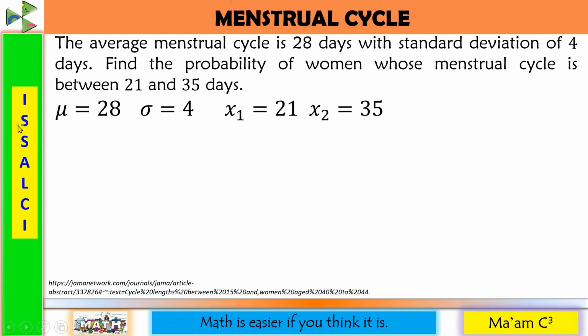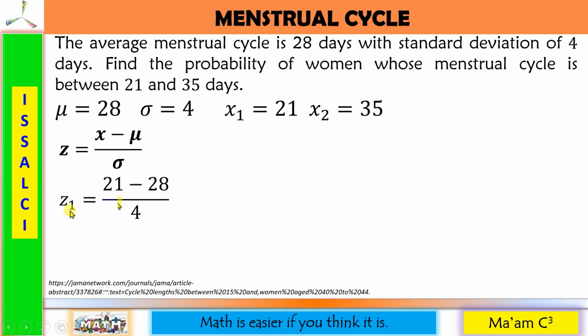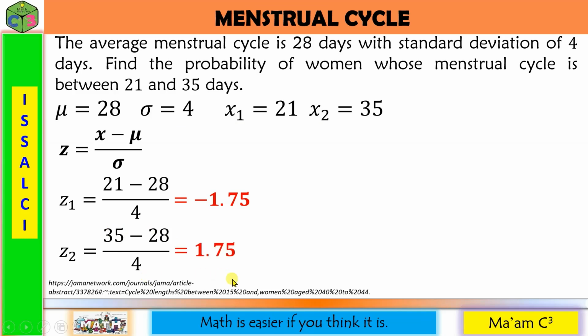Step 2, let us solve for the corresponding z values. Let's start with x sub 1. So 21 minus 28 divided by 4. This will be our z sub 1. 21 minus 28 is negative 7. Divided by 4 is negative 1.75. Now, let's have z sub 2. So, we are going to consider 35. 35 minus 28 divided by 4. 35 minus 28 is 7. Divided by 4 is positive 1.75.